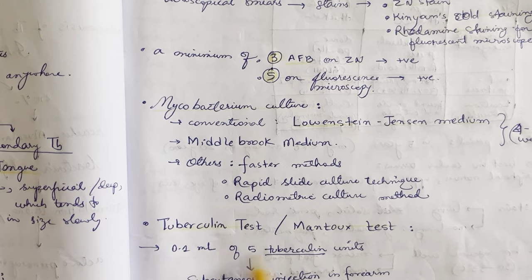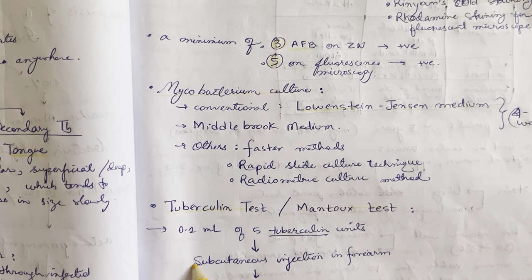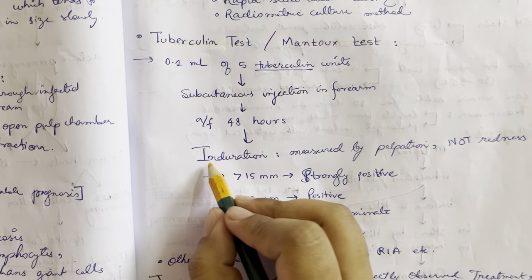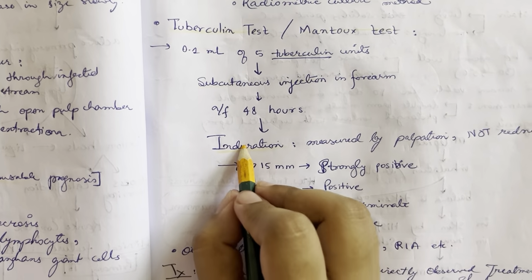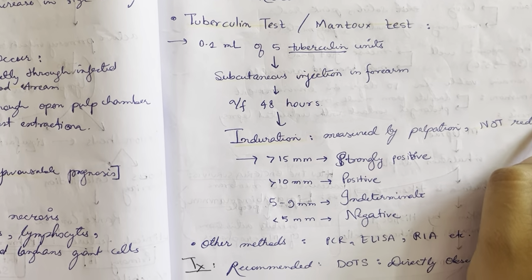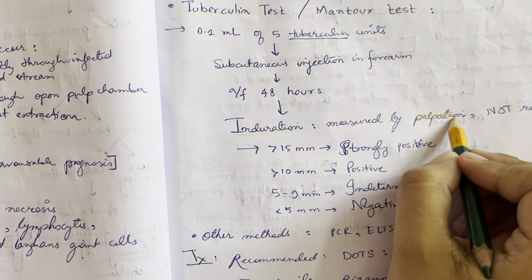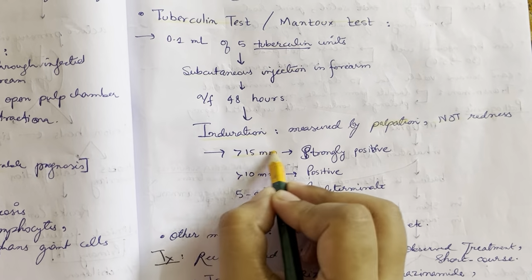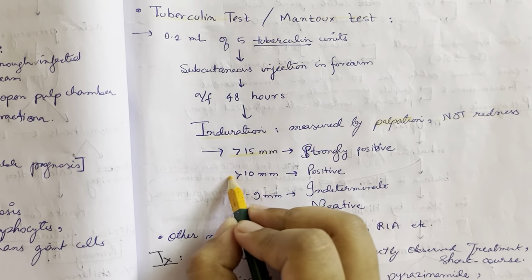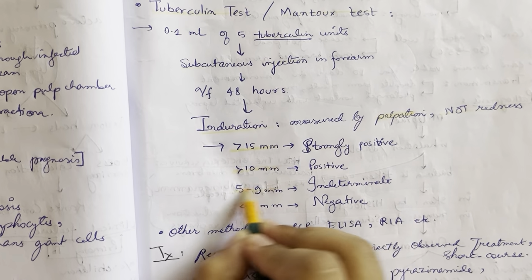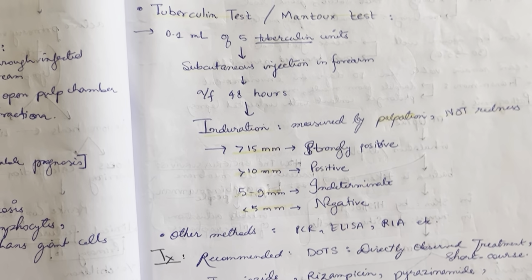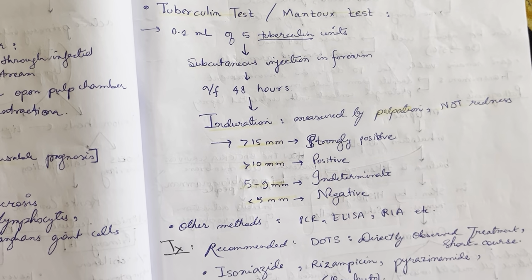Then comes the tuberculin test or Mantoux test. About 0.1 ml of tuberculin is injected intradermally in the forearm. Around 48 hours later, we check whether there is induration or not. This induration is not judged by the redness; rather we have to palpate to check whether there is induration. If it is more than 15 mm, it is strongly positive, more than 10 mm positive, 5 to 9 mm indeterminate, and less than 5 mm is negative. If it is indeterminate, we should do it again later.